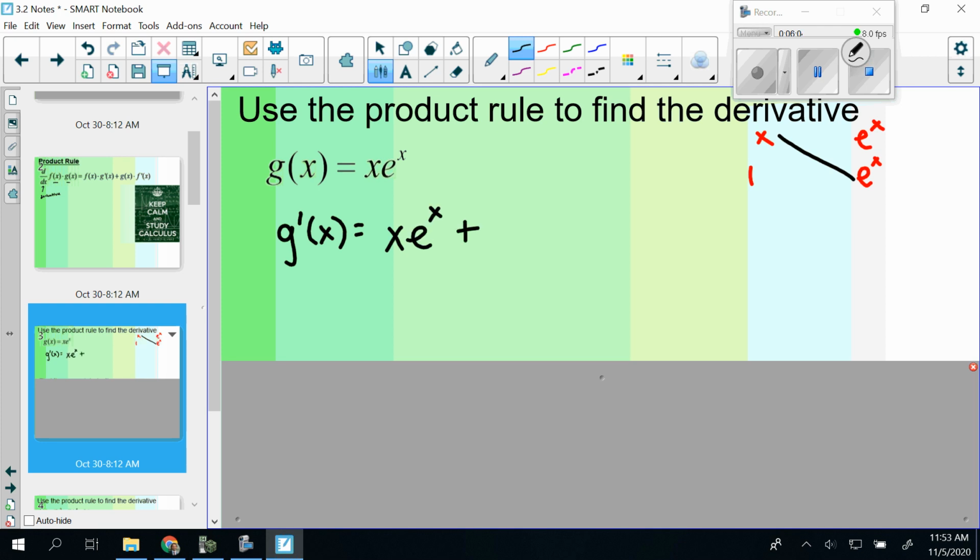Plus, product rule always has a plus. Now we're going to take that second function, e to the x, and multiply by the other one's derivative. So we're multiplying those two. So times 1, but times 1's not really doing anything. So there would be our derivative.